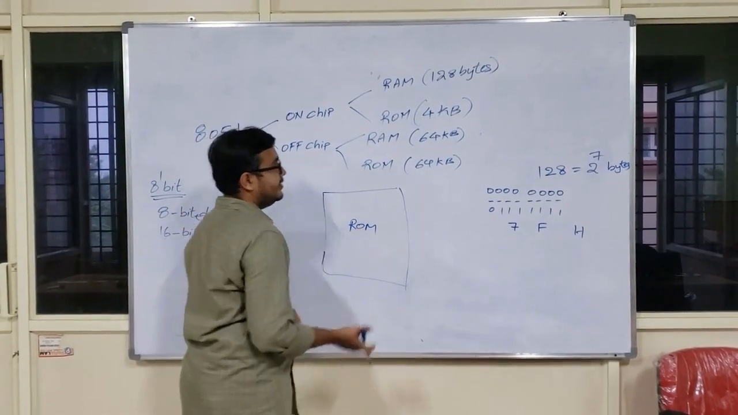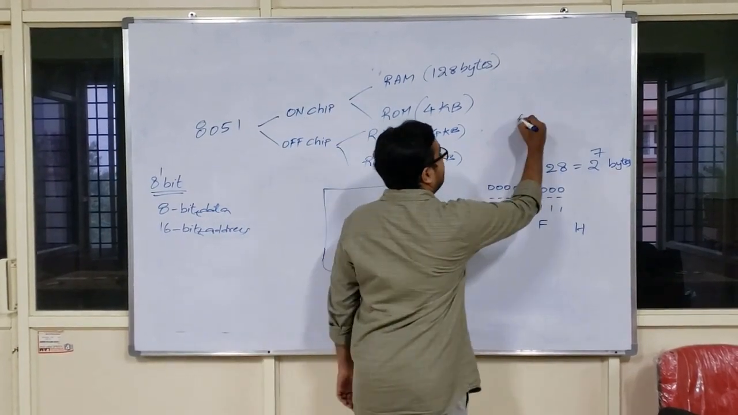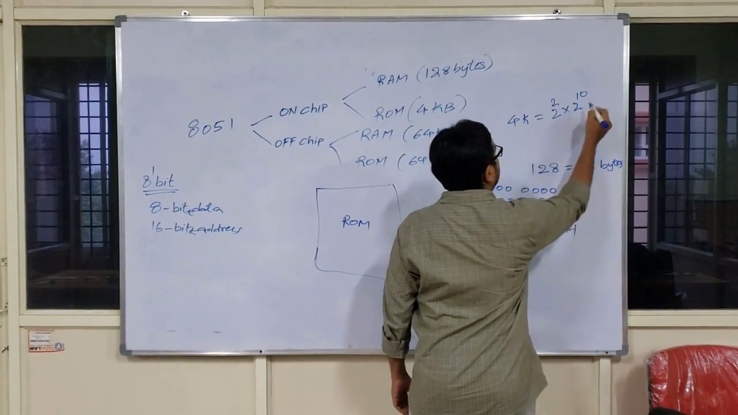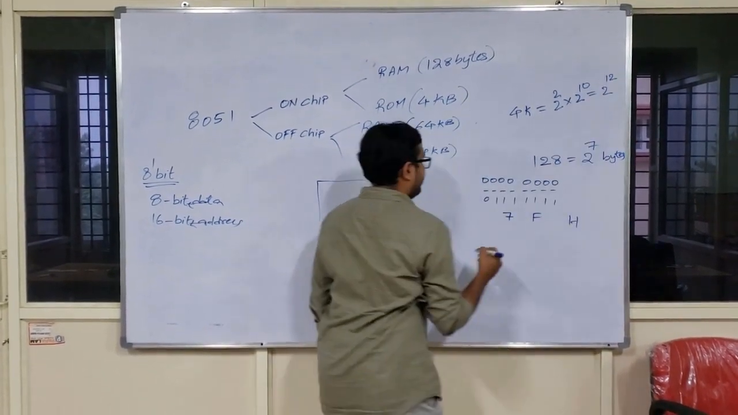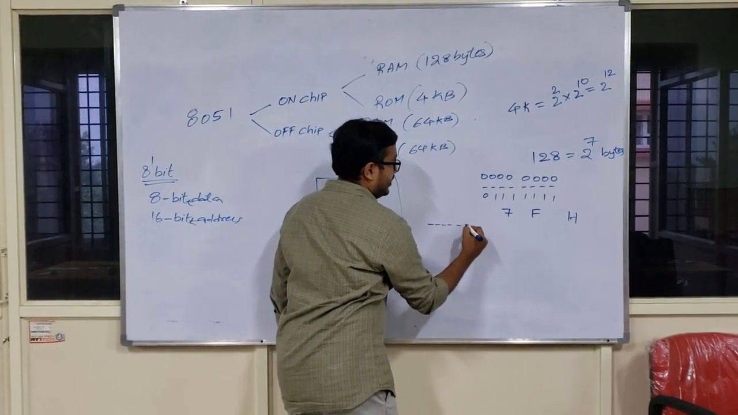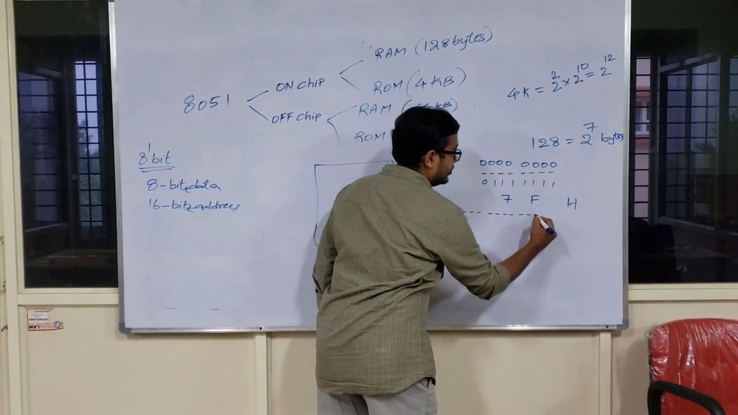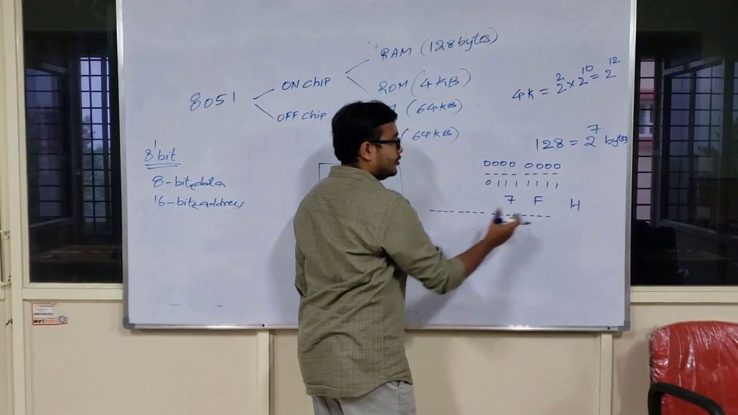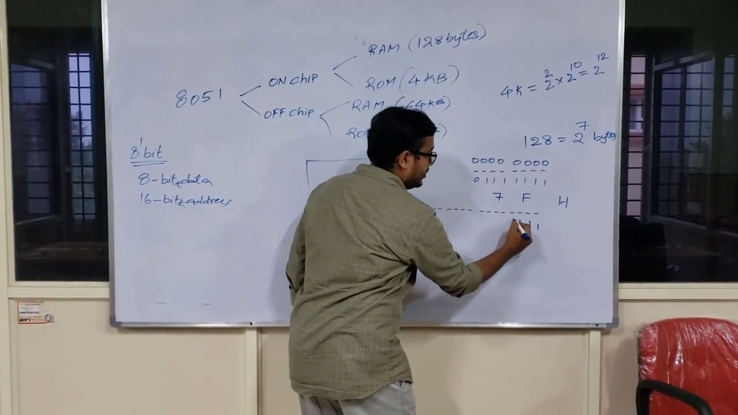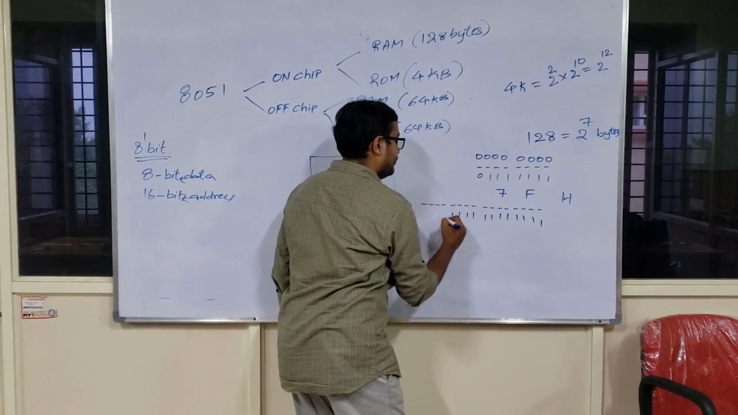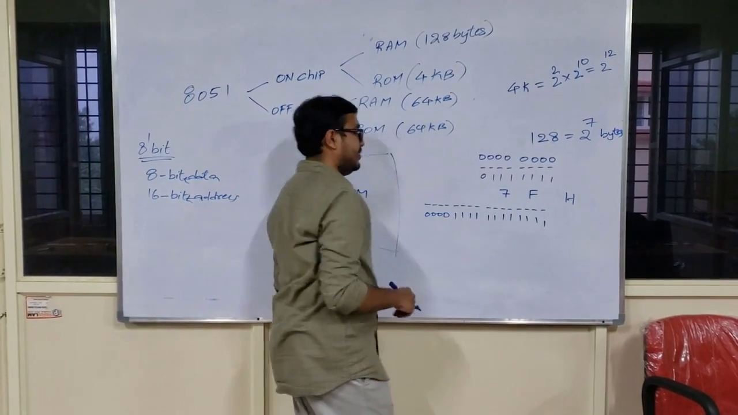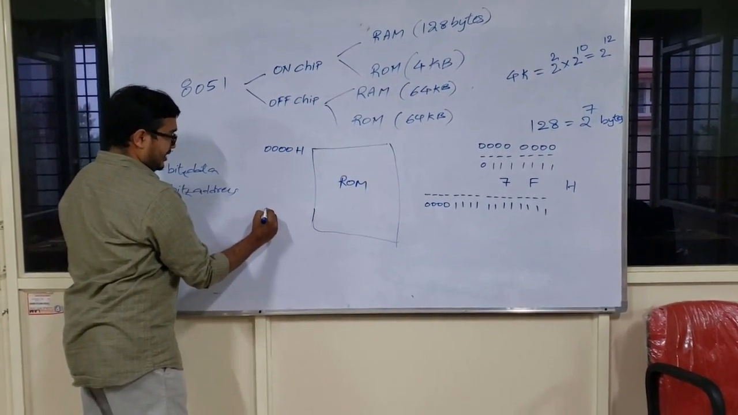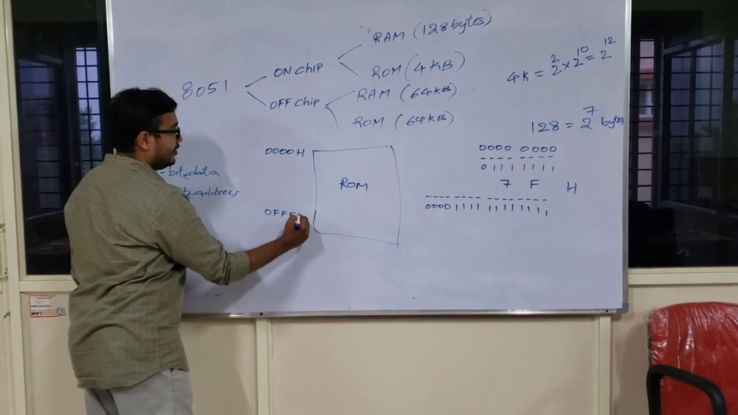You can easily trace it out as 4 kilobytes. 4 kilobytes is nothing but, can I write it in this manner, 2 power of 2 into 2 power of 10, which is nothing but 2 power of 12. 2 power of 12 means, let me keep 16 dashes here: 1, 2, 3, 4, 5, 6, 7, 8, 9, 10, 11, 12, 13, 14, 15, 16. So 2 power of 12. Let me fill up these 12 dashes with ones, 1, 1, 1, 1, and the rest will obviously remain 0. So the starting address value of the location will be 40H and the ending address location will be 0FFH.